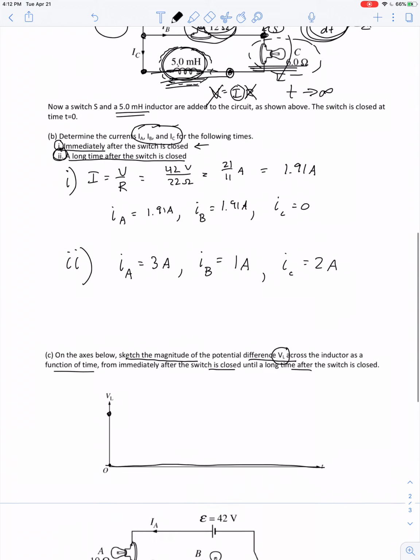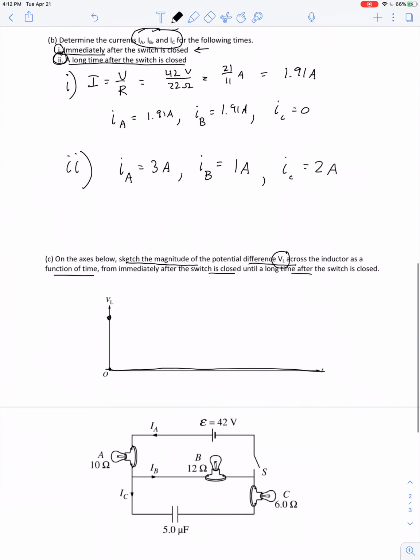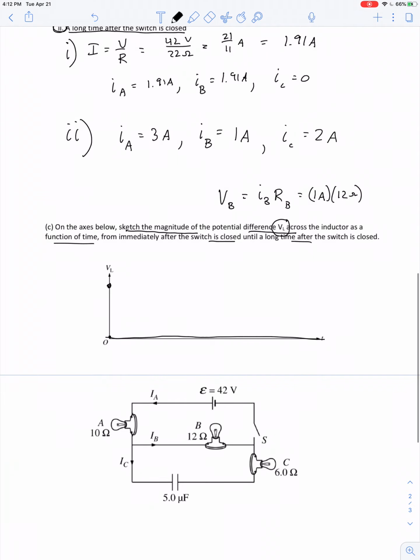So like we said, the initial value of the potential difference across the inductor is the same as the initial value of potential difference across light bulb B. Well, the potential difference across bulb B is the current through bulb B times the resistance of bulb B, which is 1 amp multiplied by 12 ohms, which is 12 volts. There we have it.